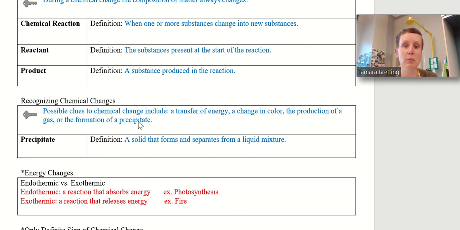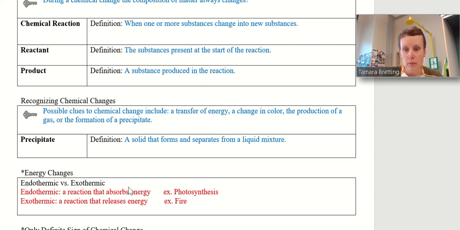Now, formation of a precipitate is when you take two solutions, fluid solutions, you mix them, and you end up with a solid forming. Now, it's not mixing two liquids and you get a rock. You're taking a clear solution and a clear solution. When you mix them, you get a cloudy substance suspended in that solution. Okay, so something that's no longer soluble anymore. And that's a precipitate. And we're going to do several labs where you see precipitates form.